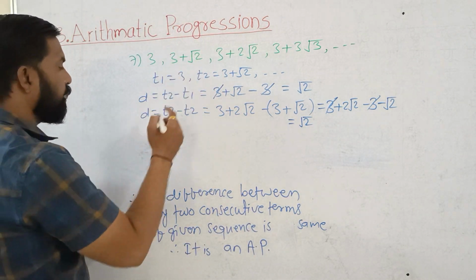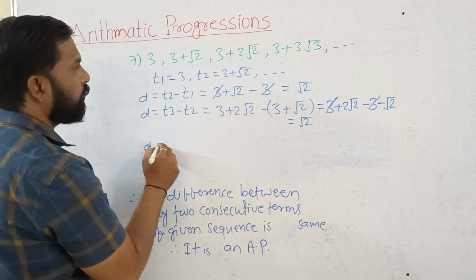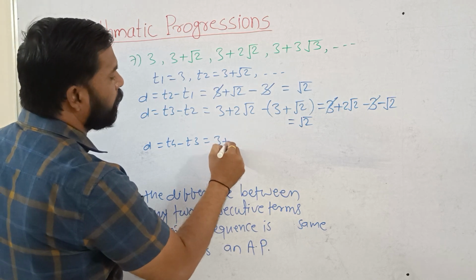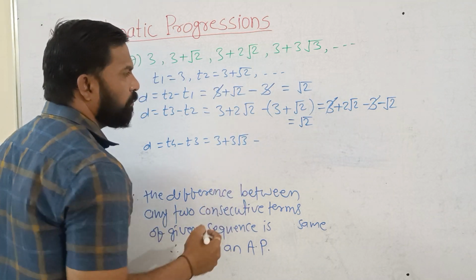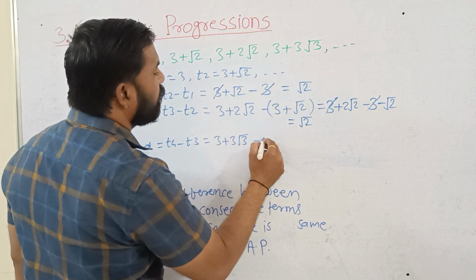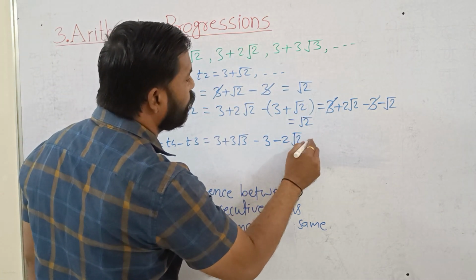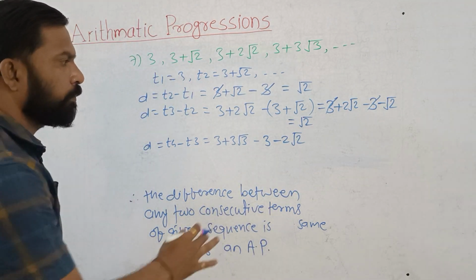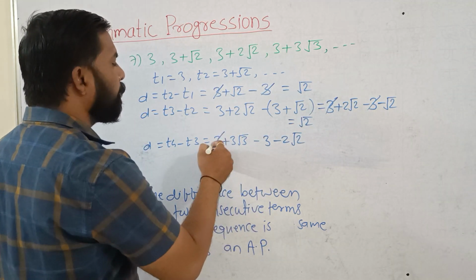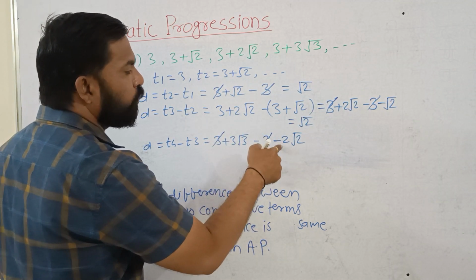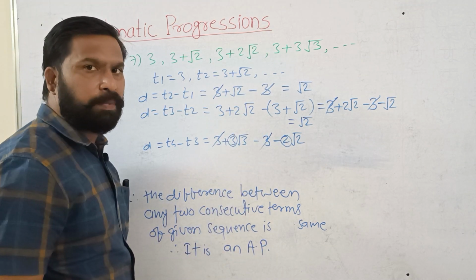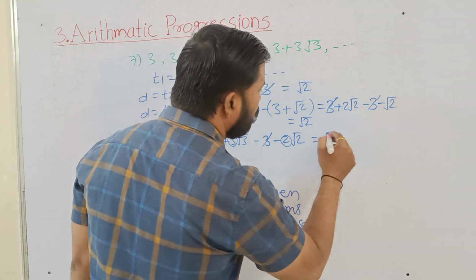Acha, next one we will discuss. I will write a little bit down. D is equal to T4 minus T3. T4 is 3 plus 3 root 3 minus, may I directly change the sign here as we have already understood it, minus 3 minus 2 root 2. Due to the lack of space I am doing this. Already I solved that bracket by negative sign, so I am writing this step directly. Okay, 3 minus 2. Here you can see the coefficients. 3 minus 2, their subtraction is 1 root 2. 1 root 2 means root 2.